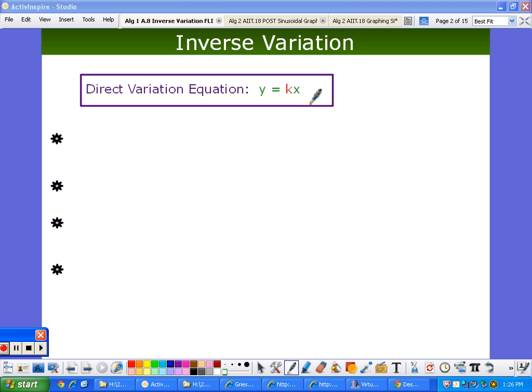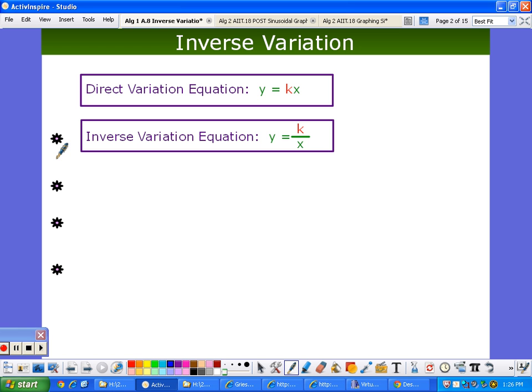of variation. And if you remember, this is really just a linear thing, right? It looks a little like y equals mx plus b, except the b was 0 and the k is the same as the slope. So now we're looking at what's called inverse variation. It's slightly different. Instead of y equals k times x, it's y equals k divided by x. So a slightly different model there.